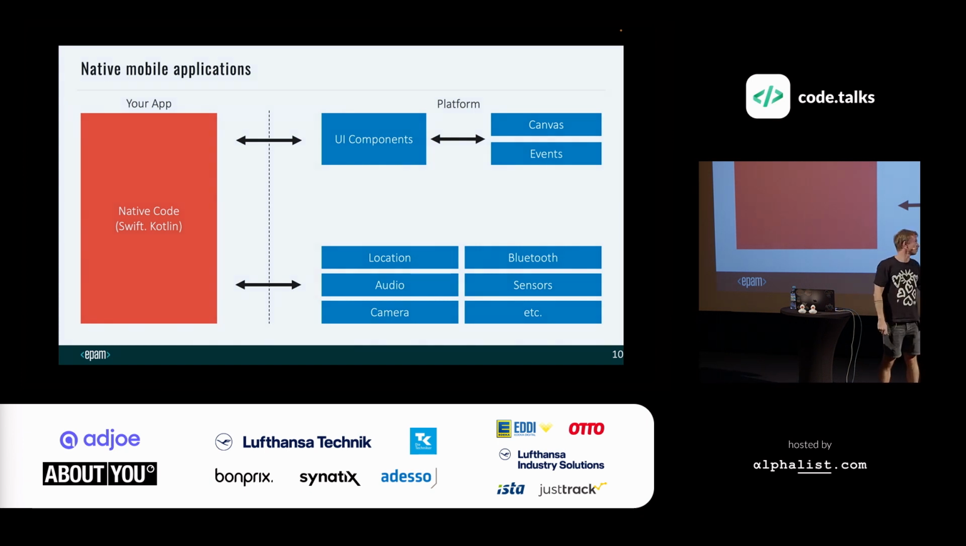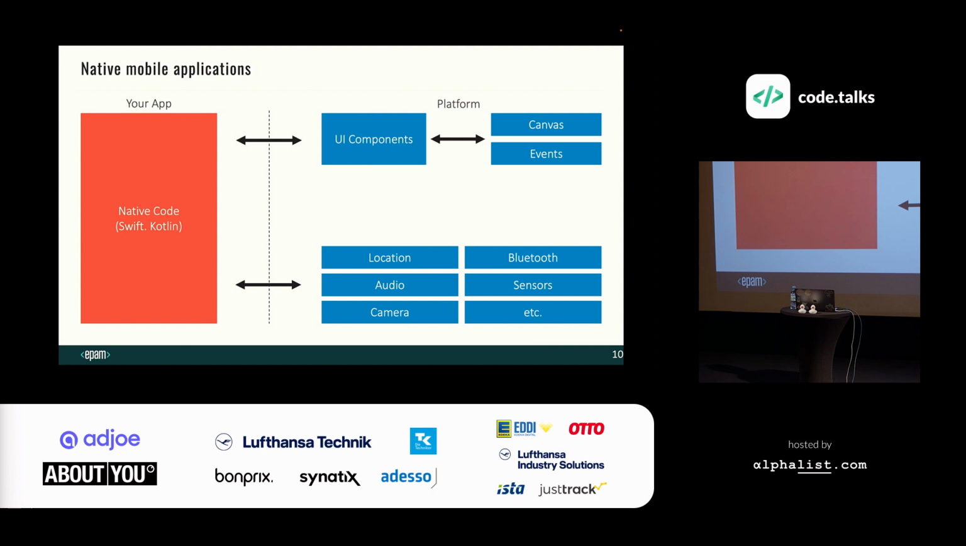This is an architecture diagram of a classical native application for iOS and Android. On the left side, we have the code implemented by developers: Swift, Kotlin, Java, whatever. On the right side, there is the platform, with platform services, iOS or Android, like GPS, Bluetooth, audio, camera, all services provided by the platform. There is a canvas and events. Events I mean taps on the screen and other events provided by the platform, and the canvas is the canvas on which the platform renders UI.